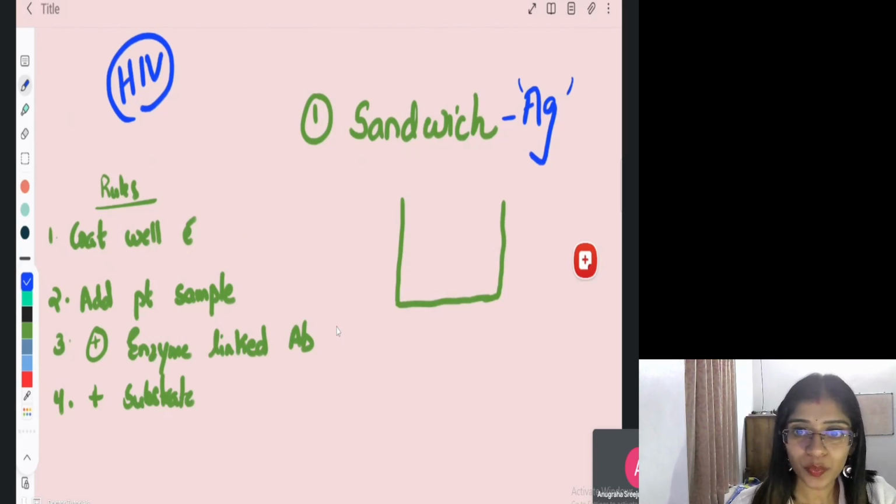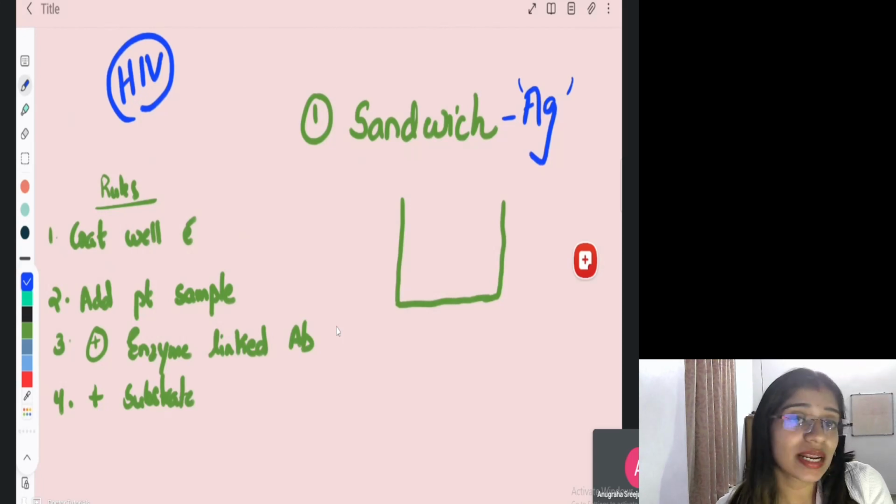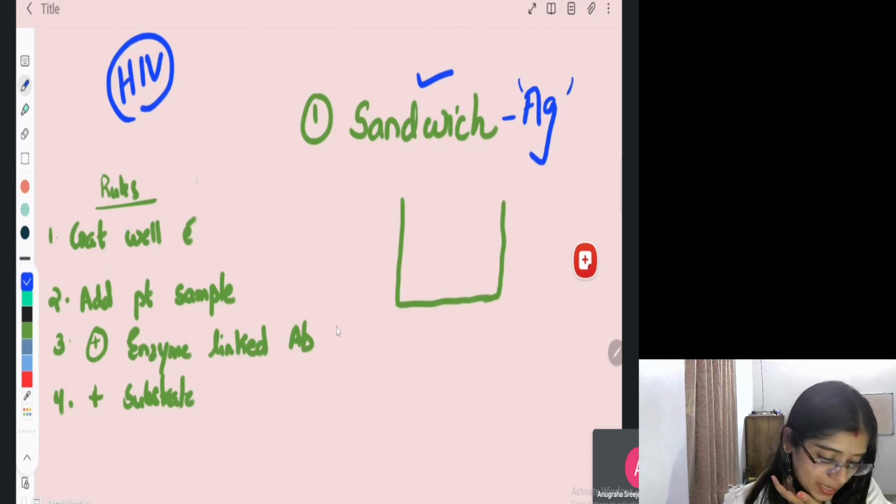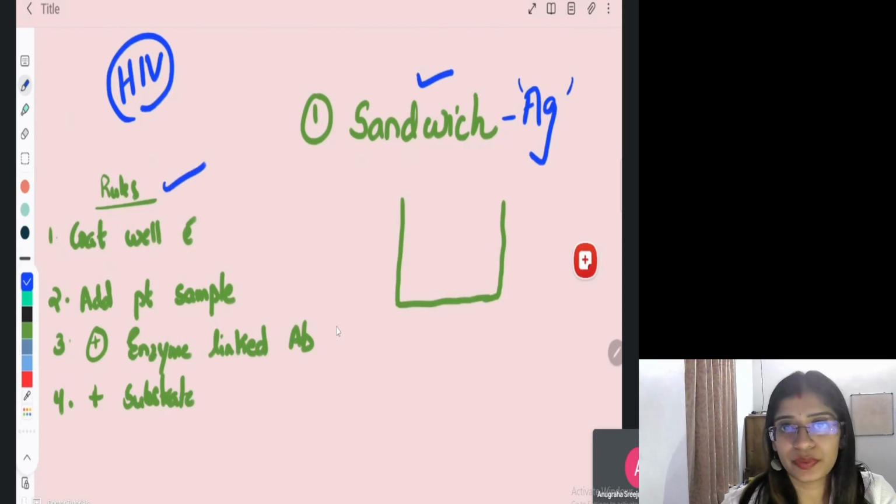Then how will you do? Then what will you do out of the three ELISAs? Which ELISA will you choose? If you want to find the antigen, you will select the sandwich ELISA. Okay. Now just follow these four basic rules. It's gonna be a cakewalk for you.